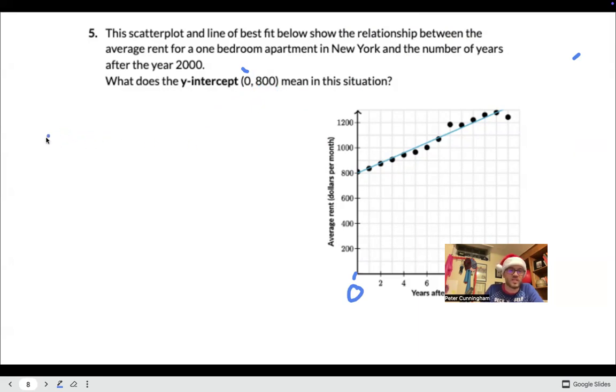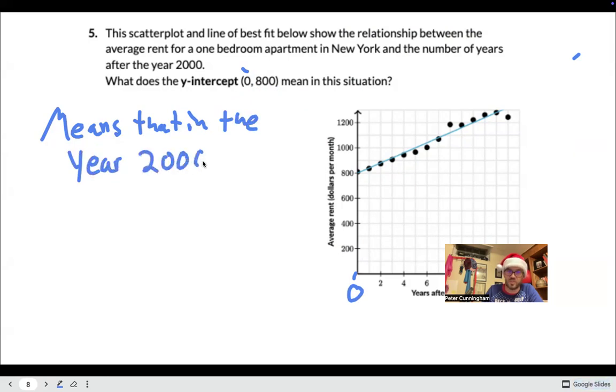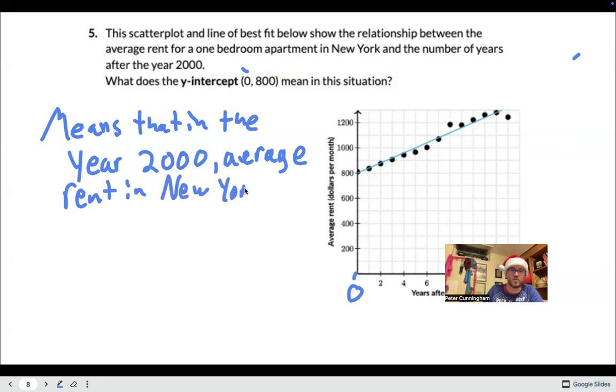Okay. So it means that in the year 2000, that would be 0 years after 2000, average, ooh, sorry about that spelling there. Average rent in New York was $800. This makes sense. This is when they started the study, right? And as the years went up, the average rent went up.